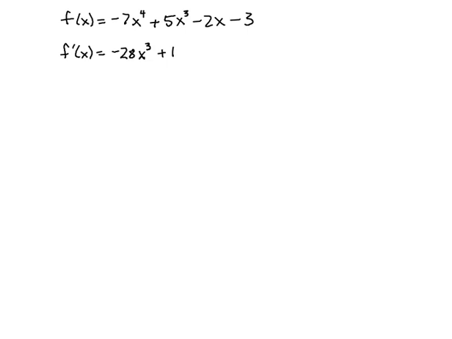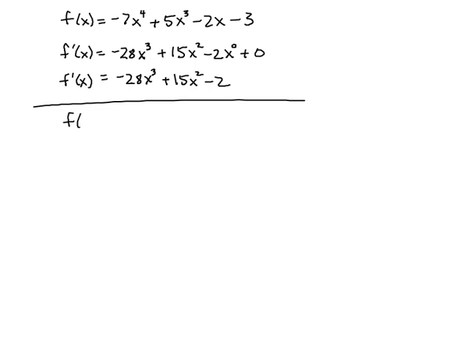3 times 5 is 15, drop the power by 1. Minus 2x, x is to the first power, so I'd have a minus 2 times 1, and then drop the power by 1, and also we saw that the derivative of a constant was 0. So I'll go ahead and simplify this. This would be minus 28x cubed plus 15x squared minus 2 would be my derivative.